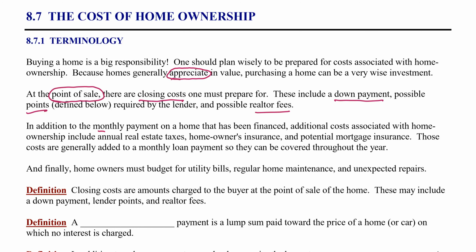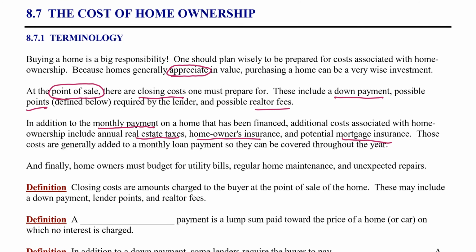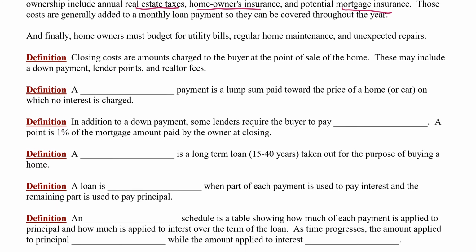In addition to the monthly payment on a home that has been financed, additional costs associated with home ownership include real estate taxes, homeowners insurance, and potential mortgage insurance for different types of loans. Those costs are generally added to the monthly loan payment so that they can be covered throughout the year. And finally, homeowners must budget for utility bills, regular home maintenance, and unexpected repairs. It sounds like a lot, but understanding what you're encountering when you buy a home can help you to be better prepared for it. Now, let's talk about some specific terminology.